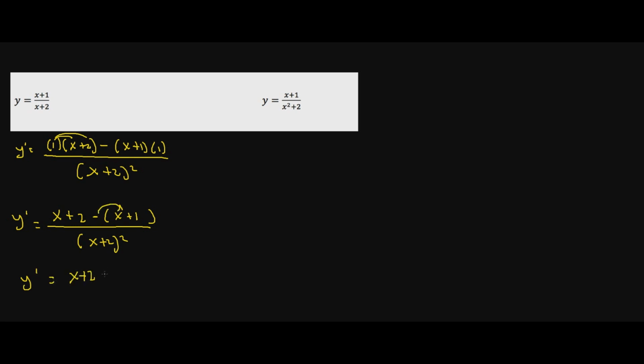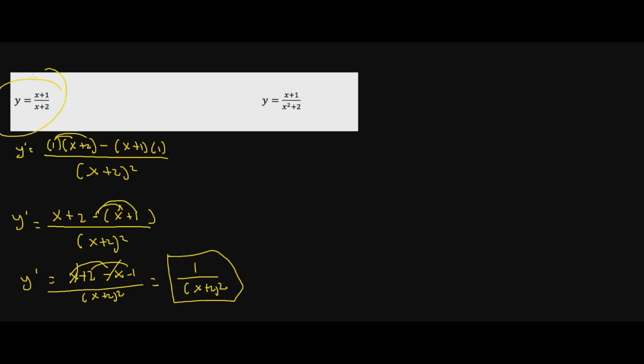Distribute the negative across, we get negative x. Distribute this across, you get negative 1 over the bottom squared. Okay, x minus x cancels out. 2 minus 1 is 1, so we get 1 over x plus 2 squared. And that would be the derivative of this function to the left here.